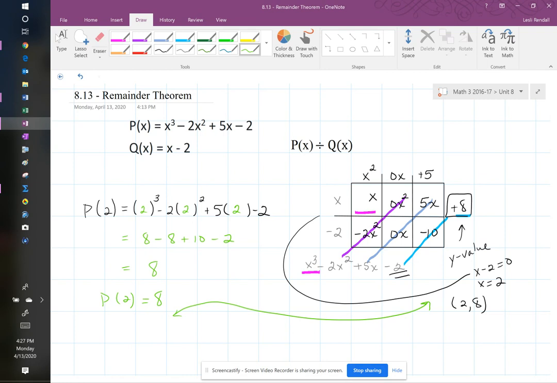So basically what the remainder theorem says is that if you have a quotient x minus c, that when you plug c into a polynomial, it will end up being whatever your remainder is.